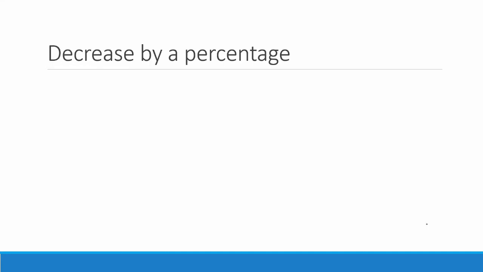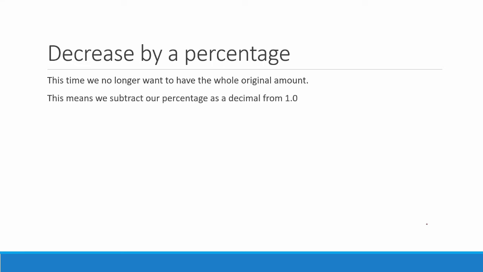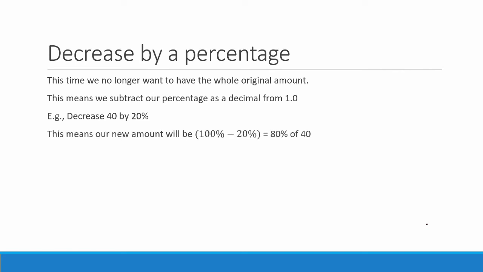Okay, to decrease by a percentage, it's a similar thing, but around the other way, because now we're decreasing. We no longer want to keep our whole original amount. We're going to subtract our percentage as a decimal from 1. So, for example, to decrease 40 by 20%, I'm going to take my original 100% and I'm going to take away 20% from it. And so I'm going to be left with 80% of 40 when I decrease by 20. And so I'm actually just going to find out what is 80% of 40. It means the same thing.